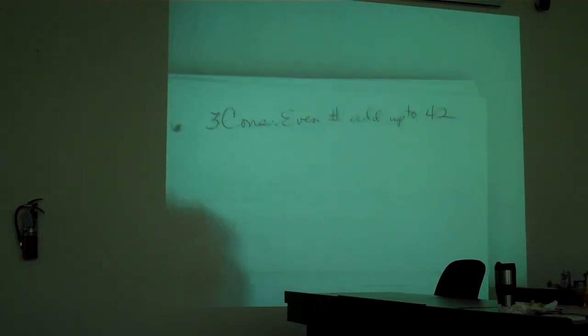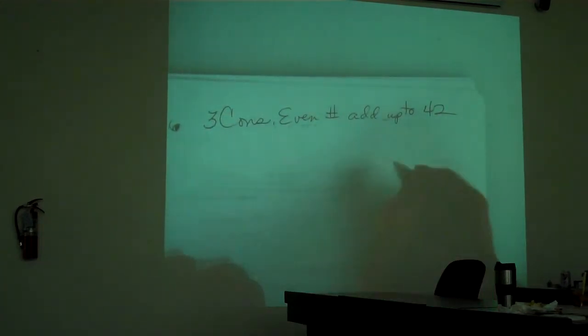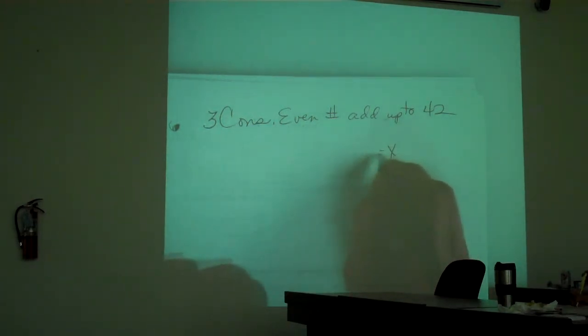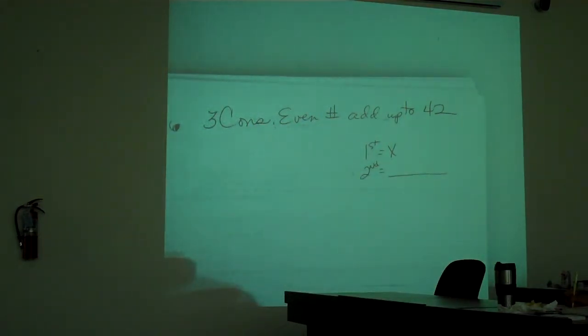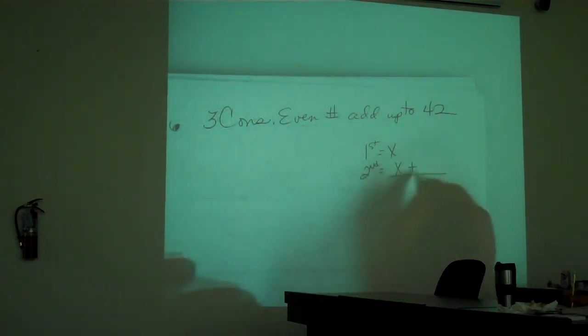Okay, now let's use x's to figure out what those numbers will be. The first number is x, okay? If they're even, what's your second number going to be? Plus 2. Plus 2, because it's every other one. The third number? Plus 4.